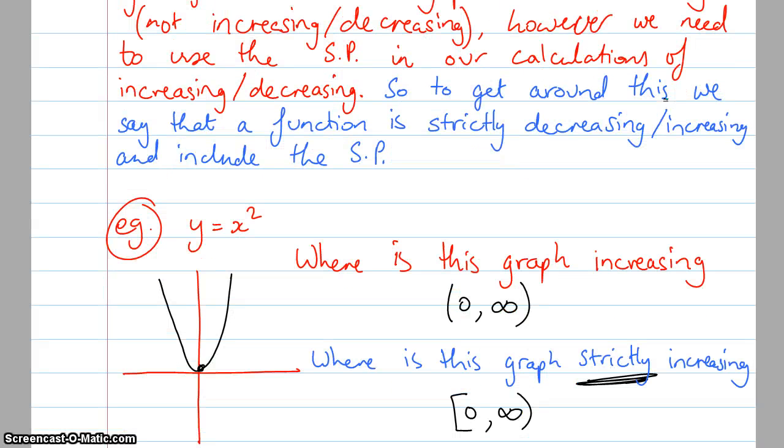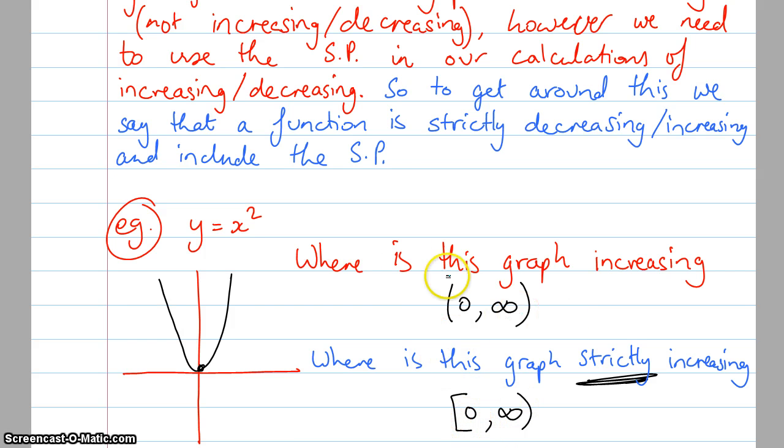So I've got y equals x squared as my graph, and I'm asking the question, where is this graph increasing? Well, this graph is increasing, as in the next y values are bigger than the previous y values, from 0 all the way up to infinity, but obviously not including infinity, and not including 0 either, because at 0 it's not actually increasing. It's stationary at that point. But if I chuck this word strictly increasing in, that means that I have to include the stationary point as well. So I can say that it's strictly increasing from 0 all the way up to infinity, but obviously never including infinity.